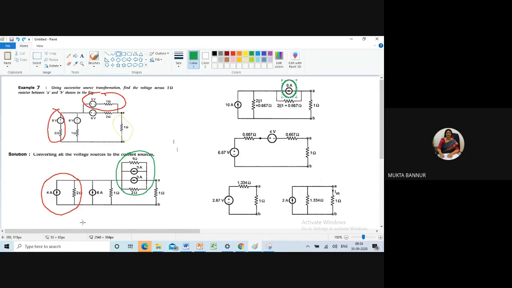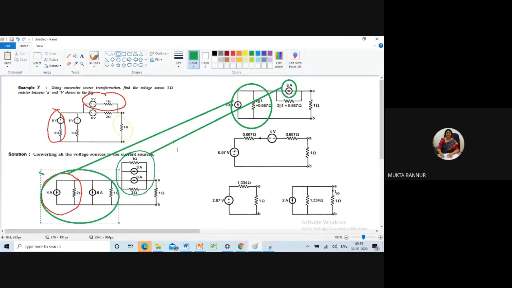Okay, see, this part has been replaced by a single current source. It is here. Similarly, this is replaced by this current source. Okay, this entire part has been replaced by this current source, and these two current sources, which are in parallel, are replaced by a single current source. Okay.